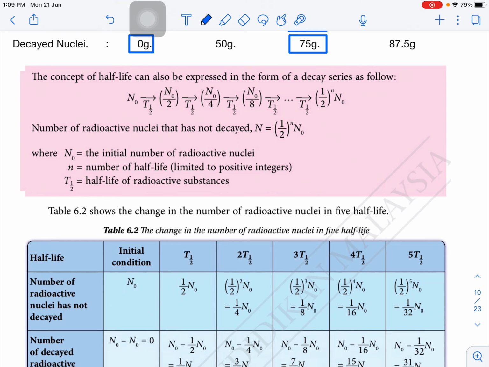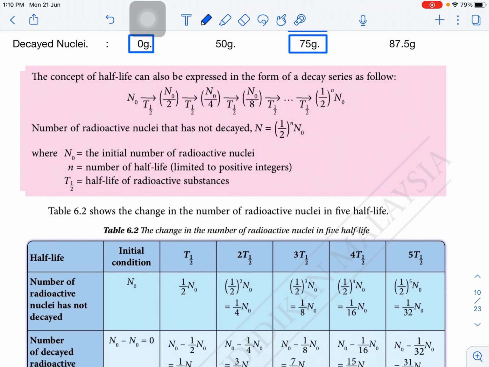When it goes for the second half-life, the number of atoms will be half of the half original value. So we get 1 over 4 N0. When we go for the third half-life, the number of atoms is now 1 over 2 to the power of 3, meaning 1 over 2 times 1 over 2 times 1 over 2 of the original number of atoms. So we get 1 over 8 of the original number of atoms. And the process will continue until it becomes a stable nucleus.